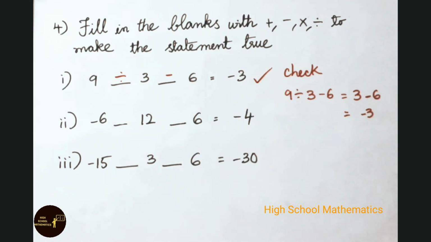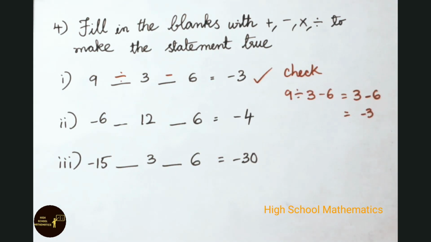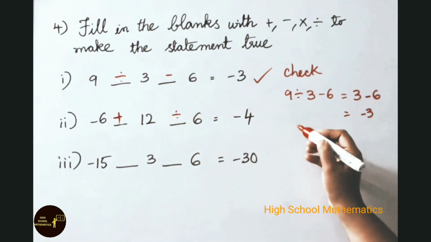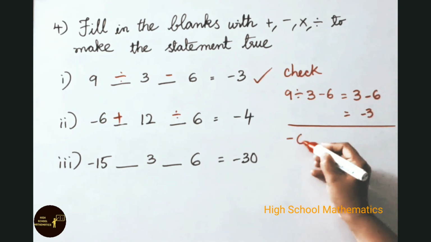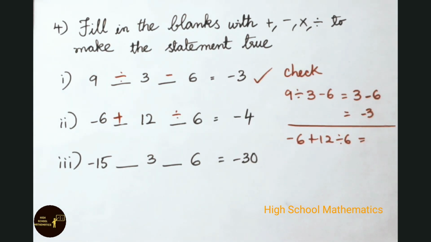See now second one, minus 6 dash 12 dash 6, that equals to minus 4. Here I am going to put plus symbol and here division symbol. Now we are going to do check here. Minus 6 plus 12 divided 6, that equals to, according to BODMAS rule, first we have to do division. 6 table 12 is 2 times. So write down minus 6 plus 2, that equals to, here both are having opposite sign, we have to do subtraction. 6 minus 2, that is 4.